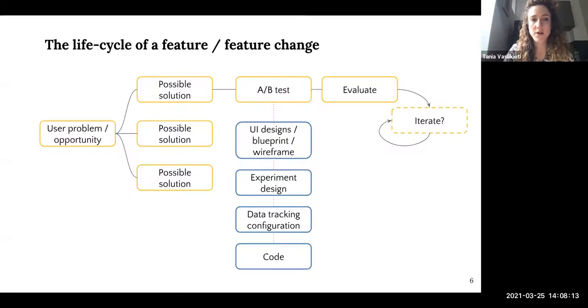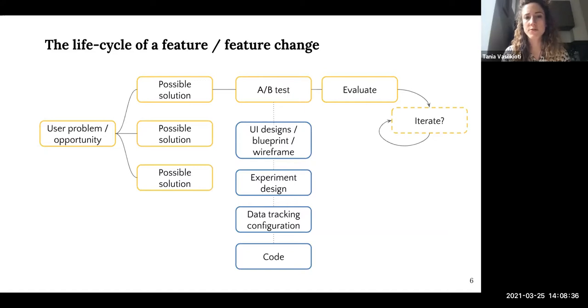Usually you'd start with some kind of user problem or opportunity. I guess that could come from qualitative sources or user surveys, UX research, etc. And then some group of experts, let's say, would come up with some possible solutions for this one user problem that we identified as very important and we want to solve.